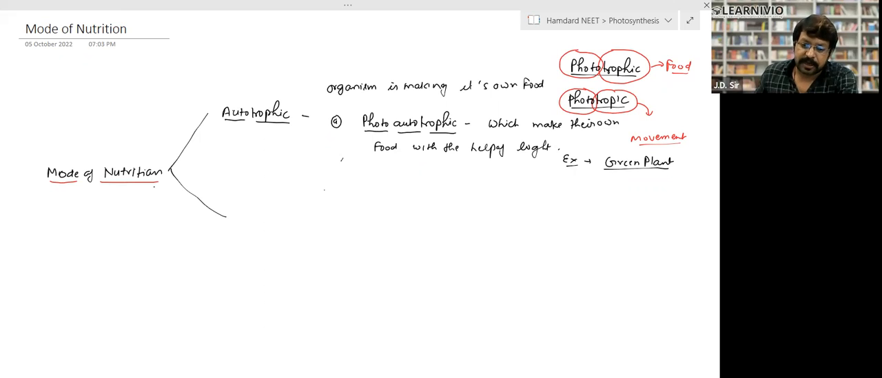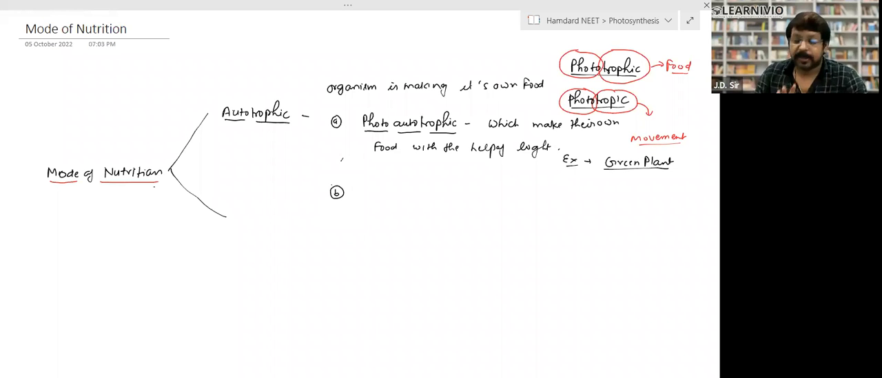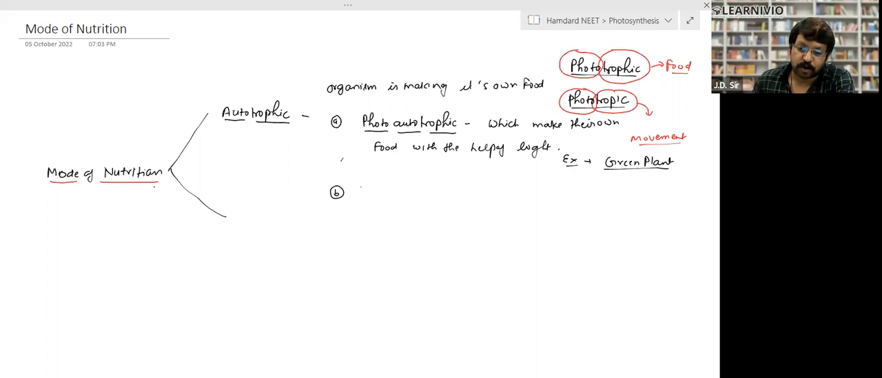So is there any other organism which makes its own food without the help of light? Without the help of light. Yeah, there are some exceptions. There are some organisms which make their own food without the help of light. Let me tell you. Can you guess? No? Okay. Most of the students do not guess this one.